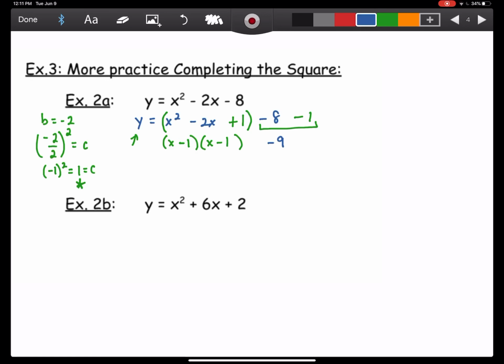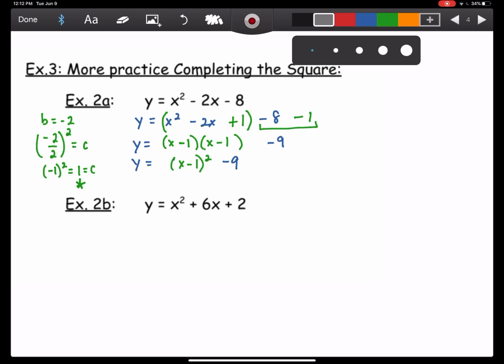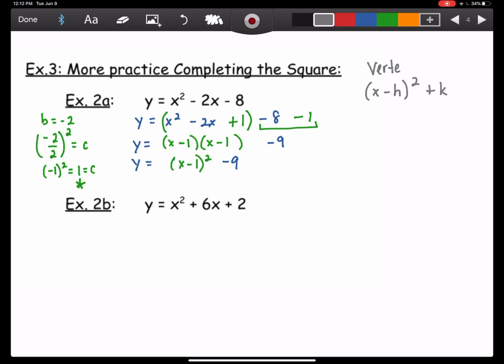Okay. Now we're going to simplify further. So we get, I'm going to move this arrow over. We have y equals all of this. Keep going. We have y equals x minus 1 squared minus 9. And keep in mind, off to the side, I'm just going to write x minus h squared plus k, because that's vertex form.